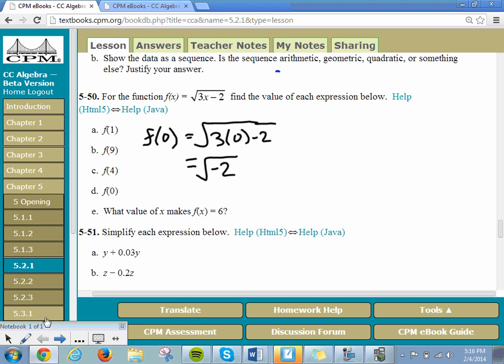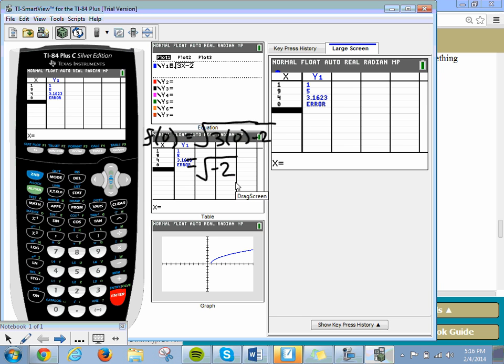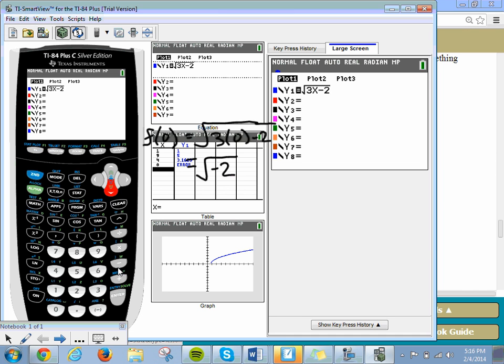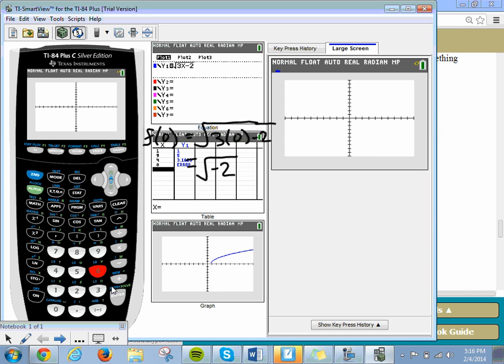Finally, it says, what value makes f of x 6? So if we're using our calculator, what we can do, I need to erase that off the screen, is I'm going to put in my equation y. We're interested for where y is 6. So I'm going to make a separate equation that says y is equal to 6. That's going to draw a straight line, and I'm going to see where it intersects with that data. So let's zoom 6 standard and see what we get.